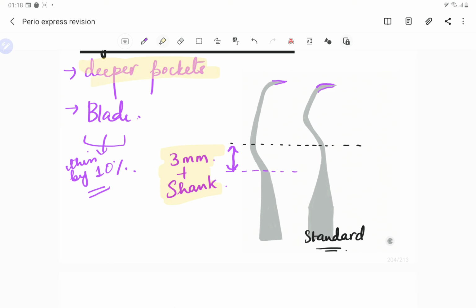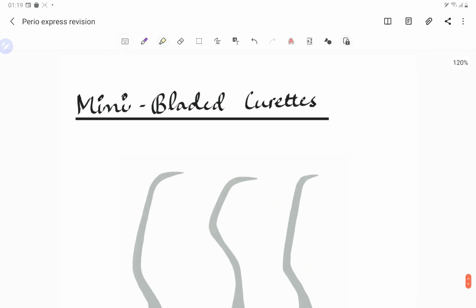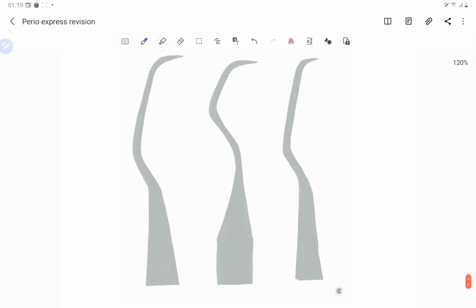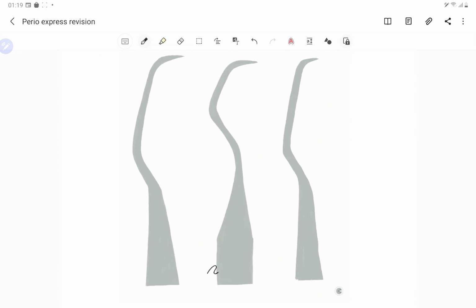for the deeper pockets. The next one we have is the mini bladed curette. So the mini bladed curette, as you can see here in the diagram over here, we have got the middle one, which is the standard. This is the standard, and we can see here the shank of the standard is up till here.